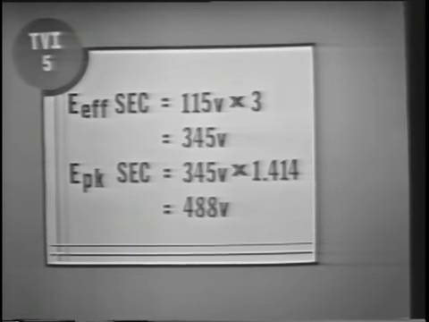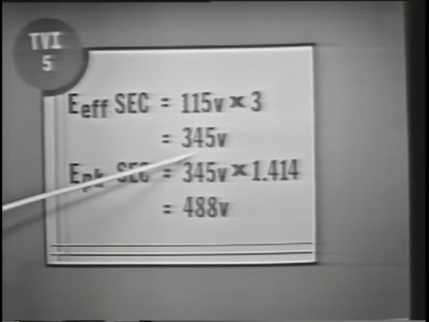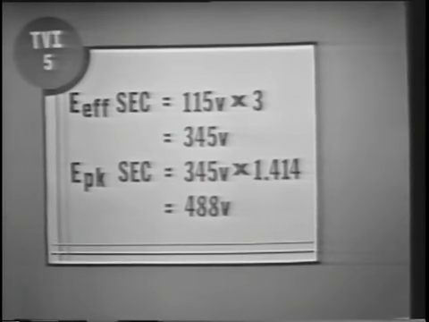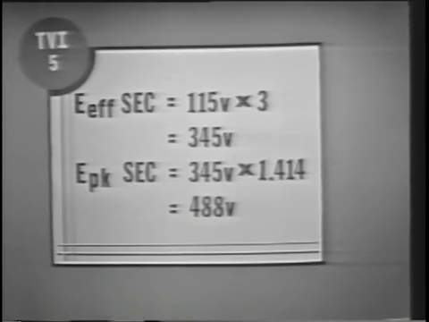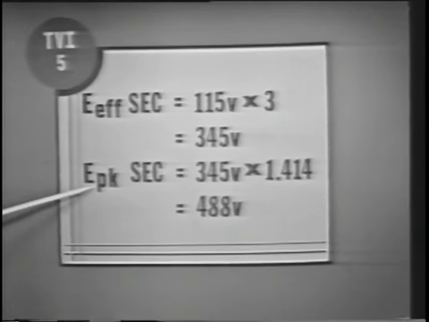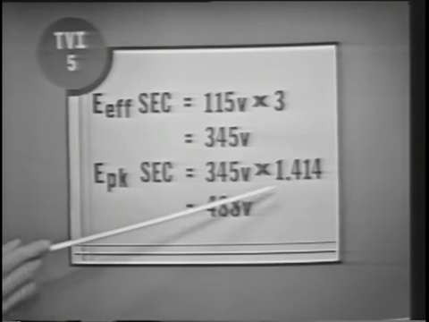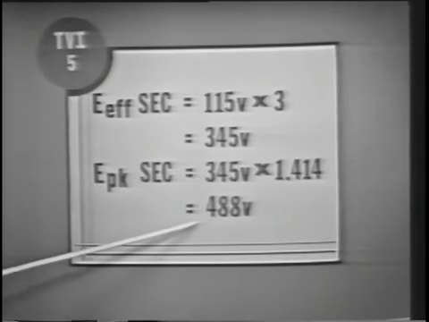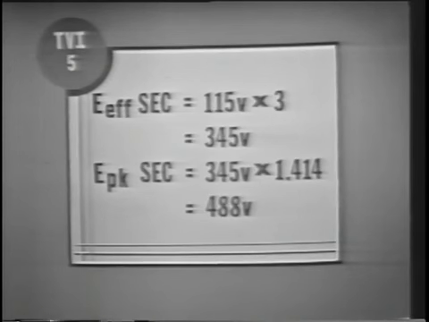So 115 times 3 equals 345 volts. That's the effective secondary voltage. Now we can convert the effective voltage to peak voltage. Substituting, we have 345 volts times 1.414 equals 488 volts. And that's the peak secondary voltage.